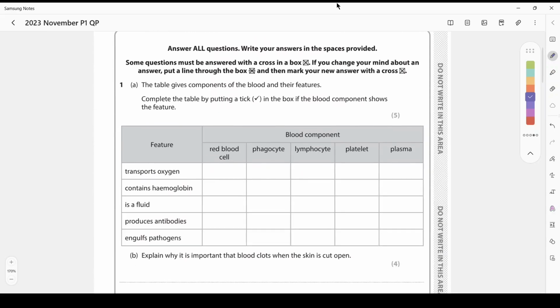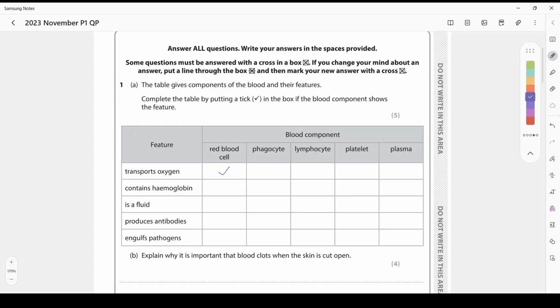All right, question 1. The table gives components of the blood and their features. Complete the table by putting a tick in the box if the blood component shows the feature. All right, so here we have a bunch of features. There are 5 that we see over here. Let's start off with the red blood cell. So the red blood cell is responsible for transporting oxygen. So that's this tick here.